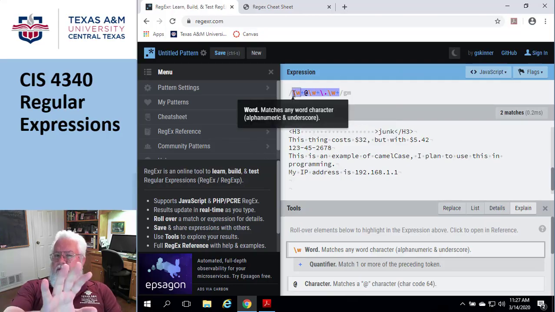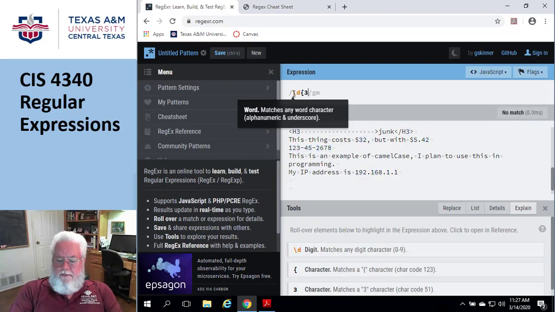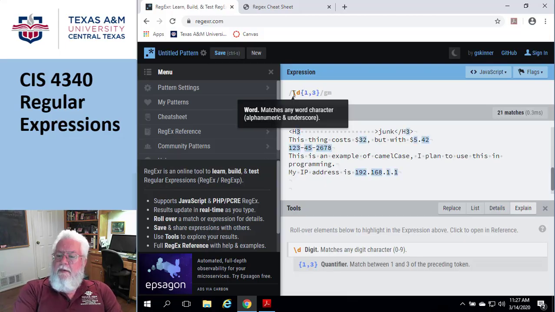All right, I'm going to do it the long way, which is going to be digit curly brace 3. I'm sorry, 1 to 3. 1 to 3. And then the dot. And then do that over again, right? And then do it again.